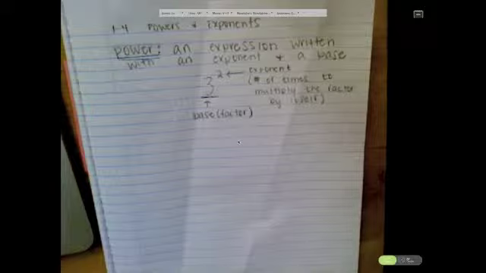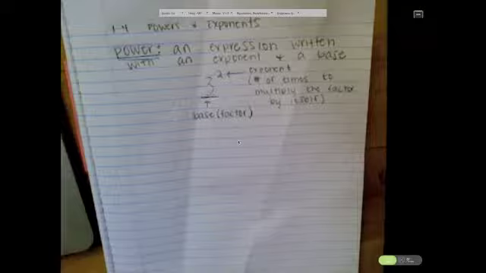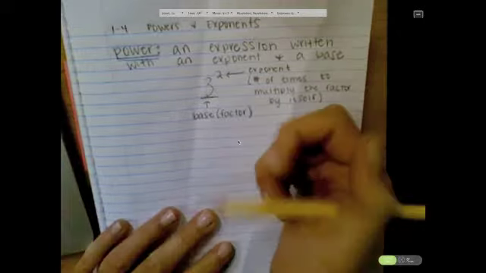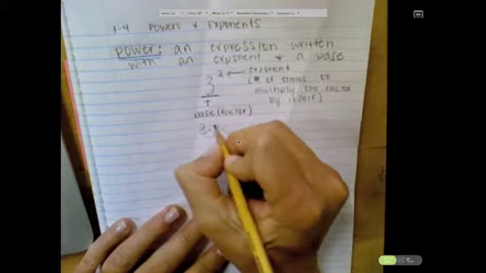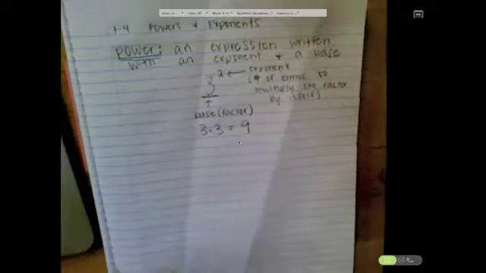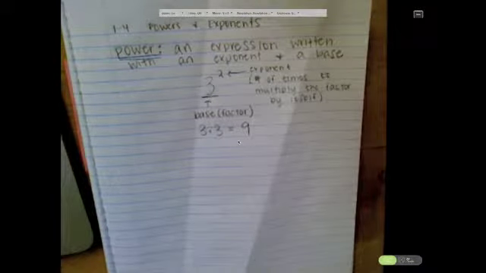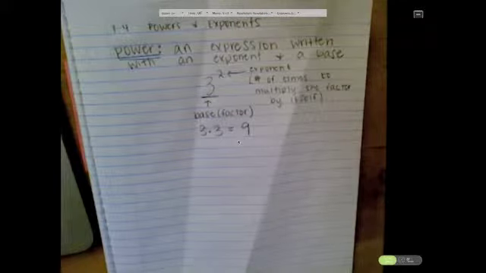So in this example, the factor is 3, and we need to multiply 3 times itself 2 times. So that would be 3 times 3, which is 9. It's very important that you understand that 3 to the power of 2 is not the same thing as 3 times 2. Okay? 3 to the power of 2 is 3 times itself 2 times. So that's 3 times 3. So powers are basically repeated multiplication. It's when you're multiplying a number by itself a given number of times.